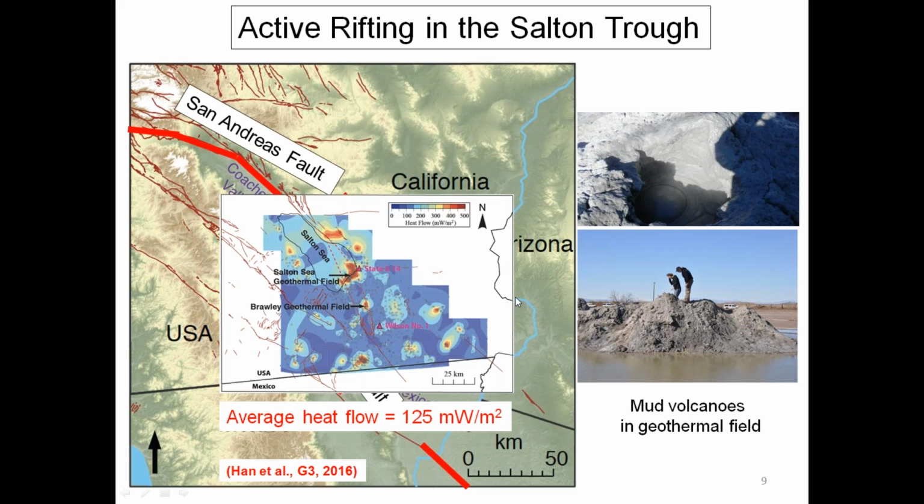The heat flow in the entire valley is very high. On average, the heat flow is 125 milliwatts per square meter, which is more than double of the normal continental heat flow. And the extremely high heat flow is observed in the localized geothermal fields, including Salton Sea geothermal field at the southern shore of Salton Sea, and also Brawley geothermal field in the middle of the valley. The photo on the right shows a volcano in the geothermal field, which are typically 1 to 2 meters high with a continuous degassing process.